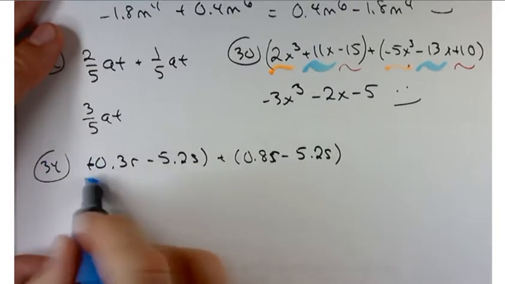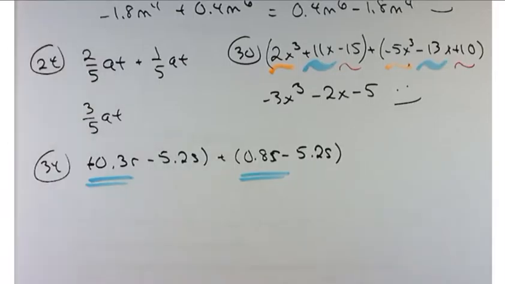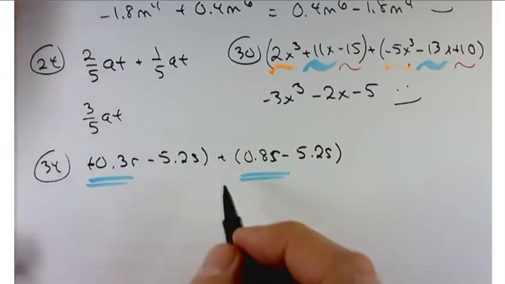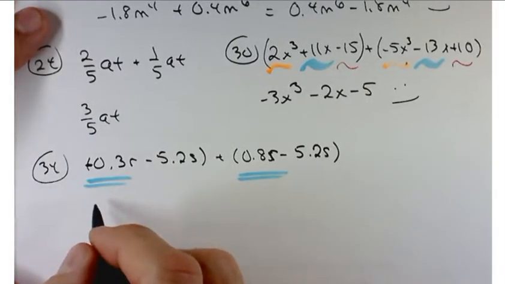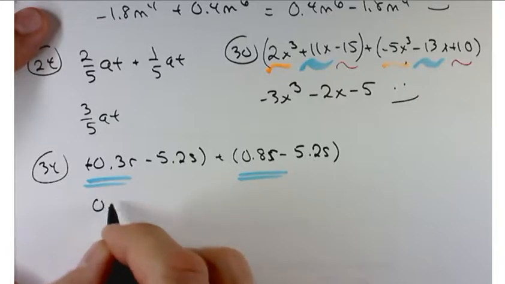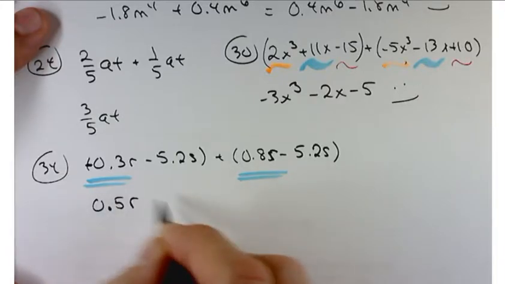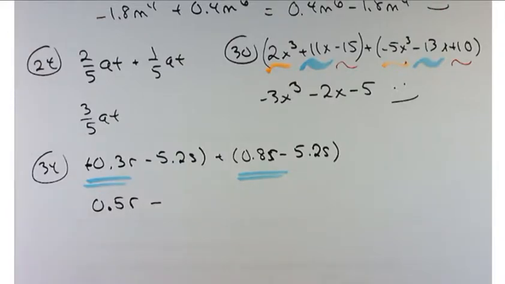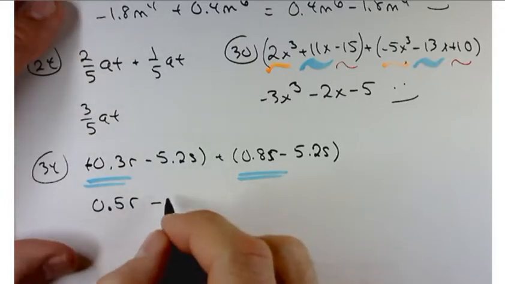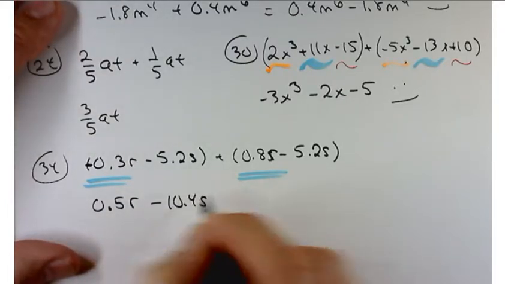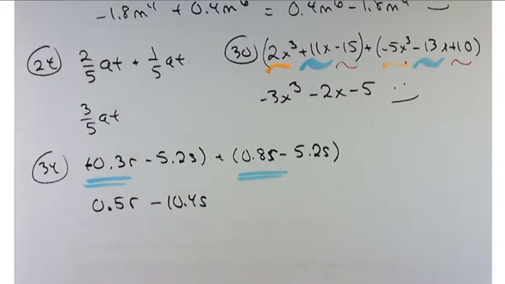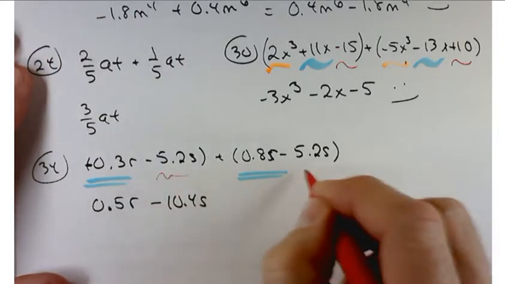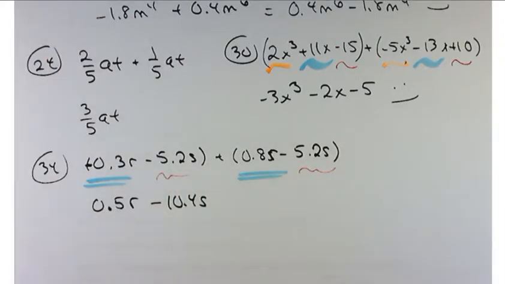So what do we get when we combine negative 0.3 and 0.8? All right, so 0.5R minus what? Or does that turn into 0? Good, 10.4. So 10.4S will be the rest of your like term here.